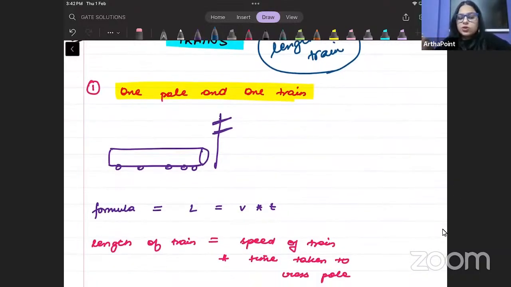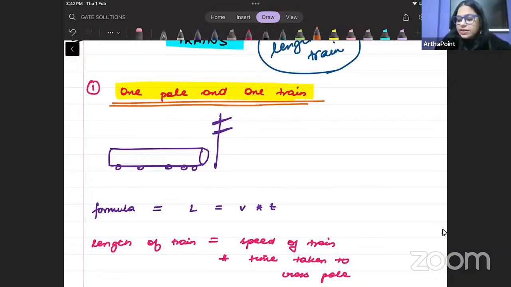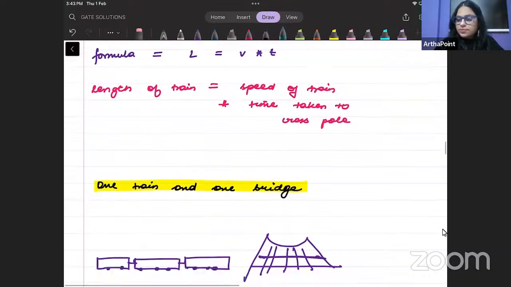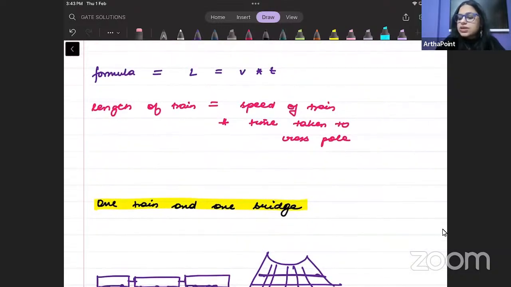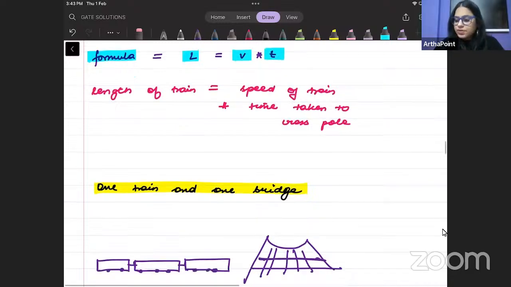So look into the first kind of question, beta. Here we are saying that there is one pole and one train. So you have a pole here, right? You have a train here, right? And we want to ask ourselves, what is going to be the length of the train? The formula for this is that the length of the train is going to be the speed of the train into the time taken to cross the pole.